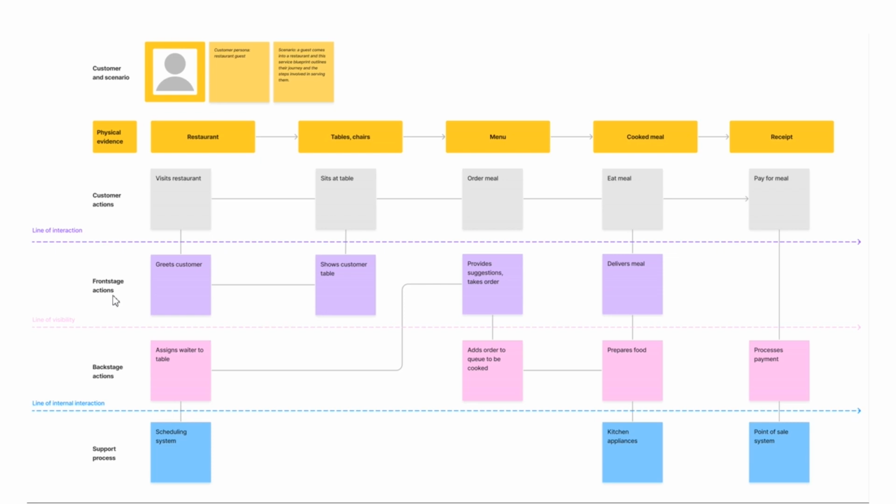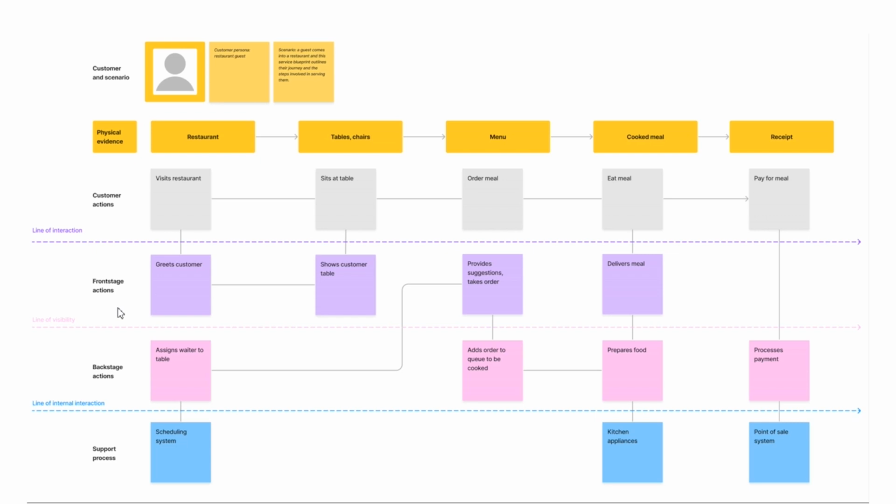Next are the front stage actions. These are the actions of employees or technology that happen to make the customer's journey possible and are visible to the customer, hence the name front stage. These are actions such as the waiter greeting the customer, taking an order, and delivering a meal.